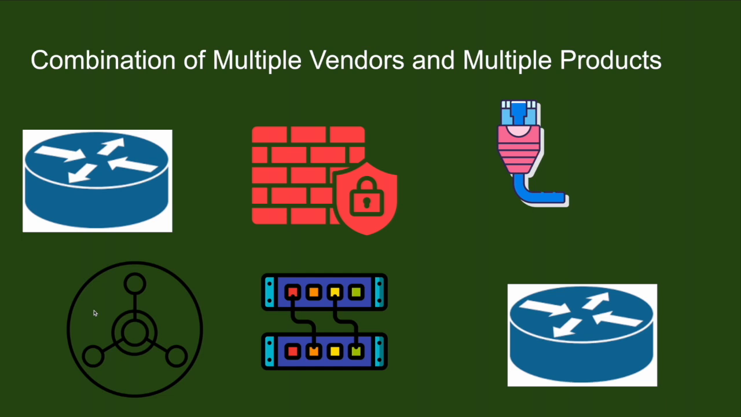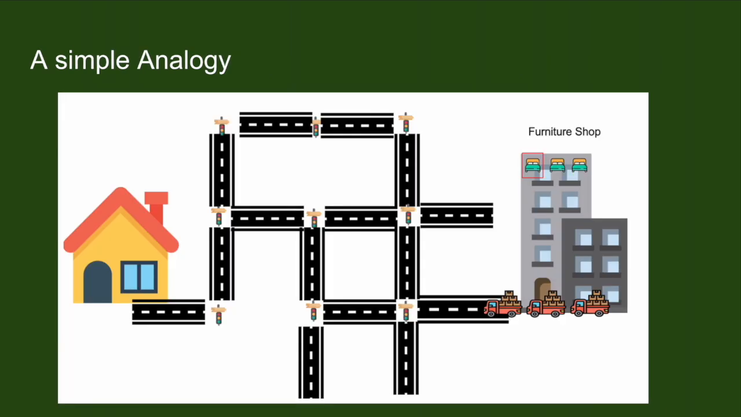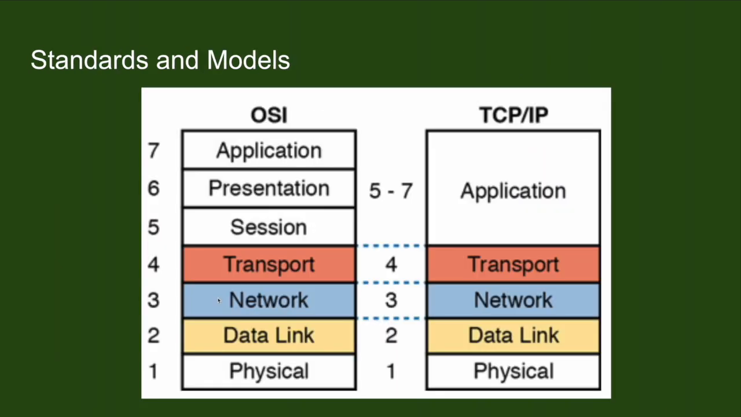This is a combination of multiple vendors, and if you have different protocols, it's not going to help. That is where the need for standards comes in. These are the two major standards and models that we are going to understand in depth. One is the OSI, Open Systems Interconnection, and the other is TCP/IP. The most prevalent now is TCP/IP.